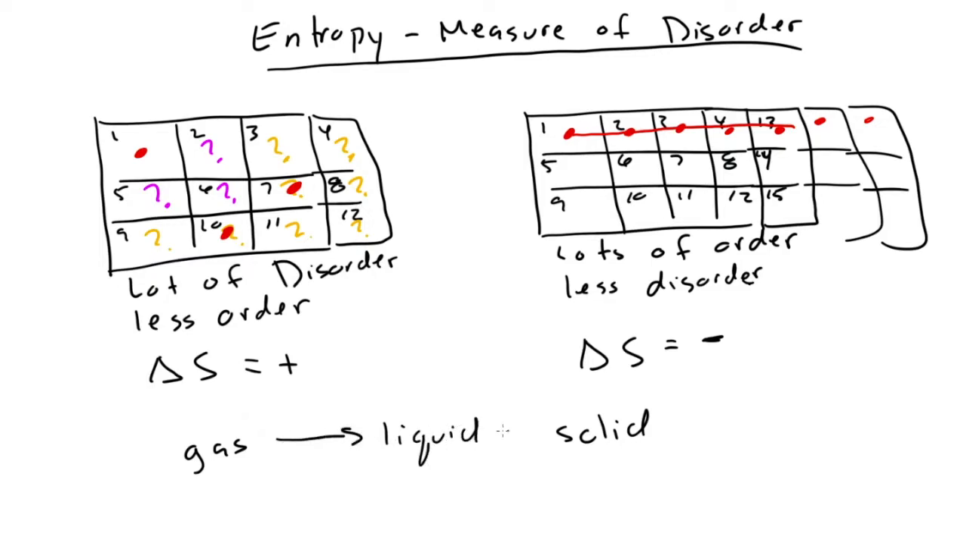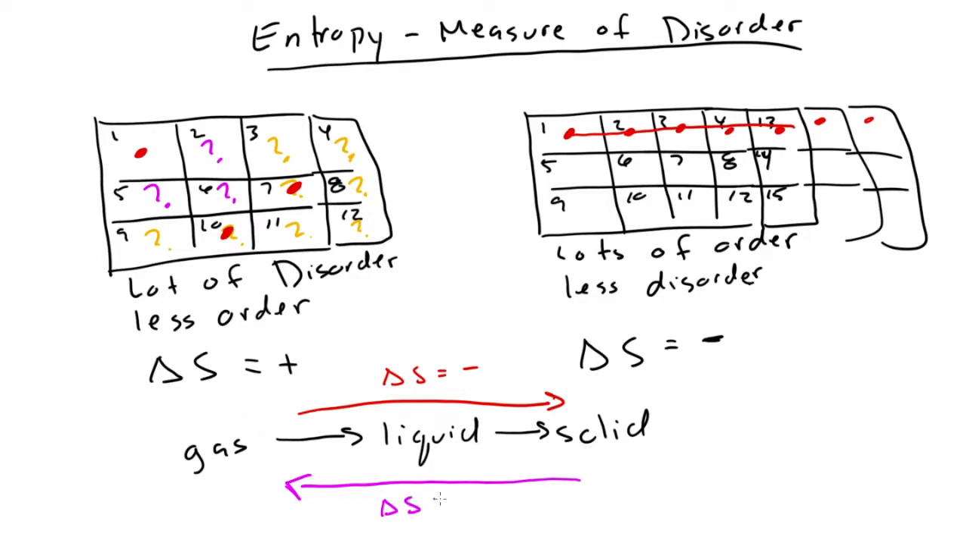So as you go this way, from a gas to a liquid to a solid, it means that the delta S going like this is becoming more ordered. Delta S will be negative. But as we go in this direction, if we have a solid and that solid becomes a gas, delta S is increasing as you move along this path here in the pink.